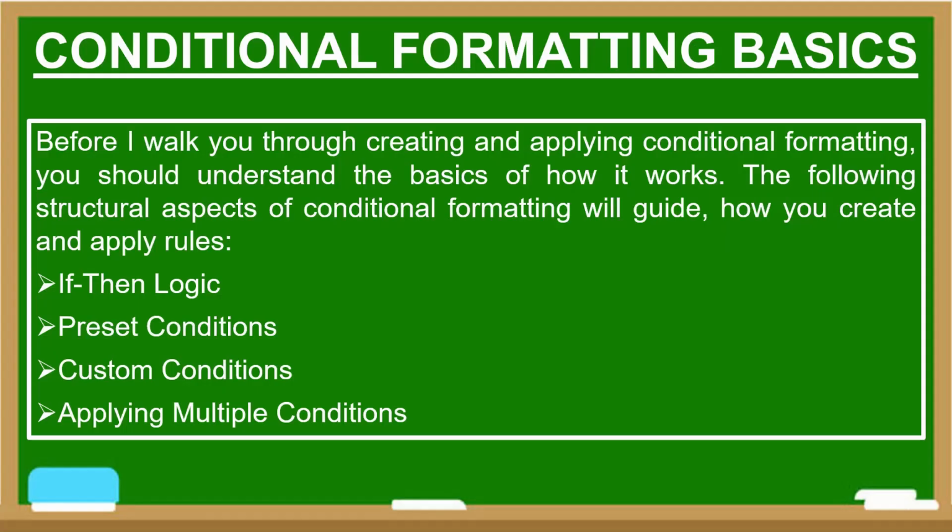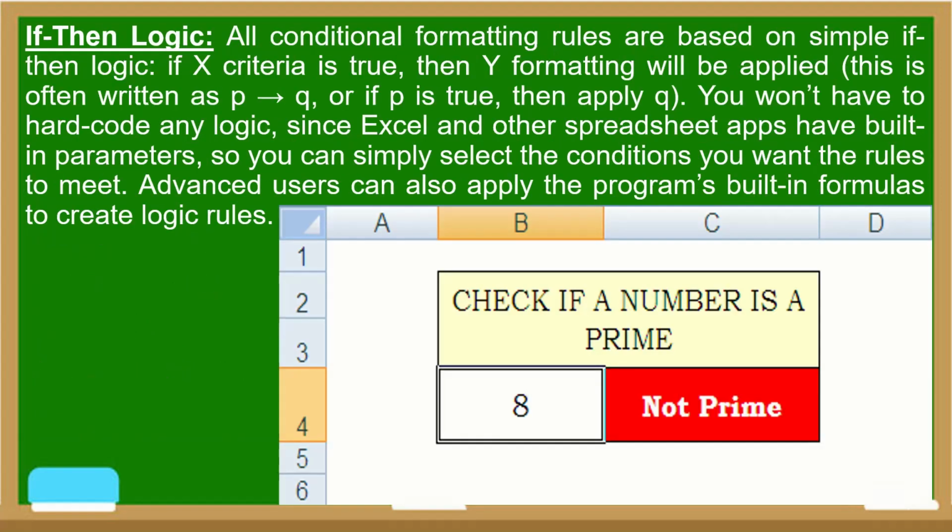Before I walk you through creating and applying conditional formatting, you should understand the basics of how it works. The following structural aspects of conditional formatting will guide how you create and apply rules. These aspects are if-then logic, preset conditions, custom conditions, and applying multiple conditions. First, we look at if-then logic. All conditional formatting rules are based on simple if-then logic. That is, if X criteria is true, then Y formatting will be applied. This is often written as P to Q, or if P is true, then apply Q.